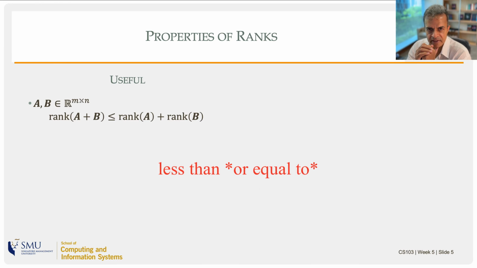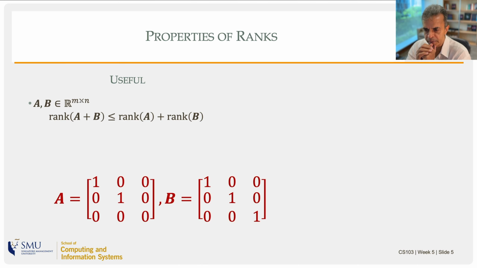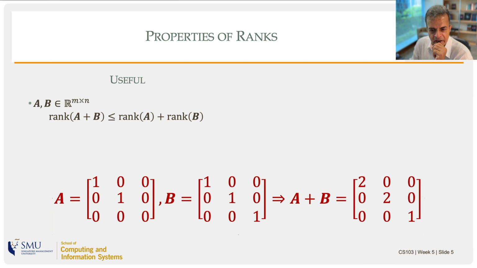3, of course, is less than the rank of A, namely 2, plus the rank of B, namely 1. Let's expand on this theme a little bit more. Let's take the second matrix B, not just the last column, but the whole identity matrix. So its rank is 3. But what is A plus B now?